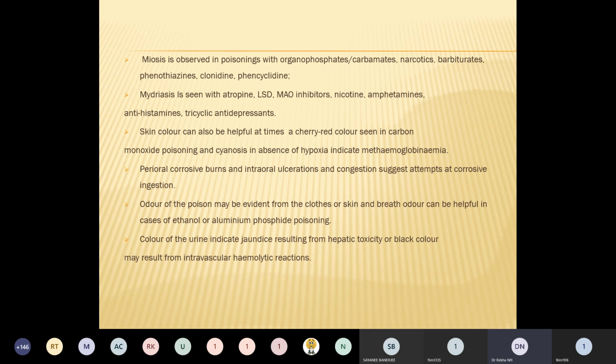The color of the urine again helps. Yellow urine could be due to liver involvement, hepatotoxicity, or black urine due to the occurrence of a hemolytic reaction.